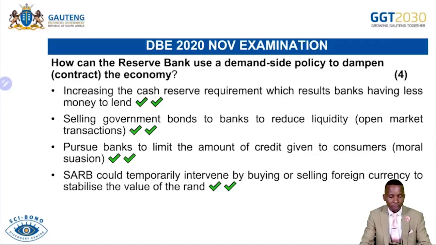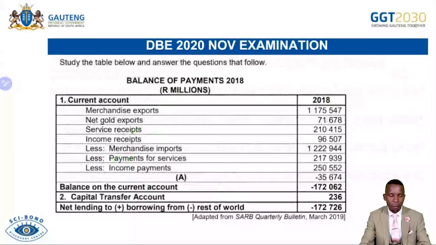South African Reserve Bank could temporarily intervene by buying or selling foreign currency to stabilize the value of the rand. So it's very important that you note, you need to make use of monetary policy because we are talking about the South African Reserve Bank. And then this is the balance of payments given to you.